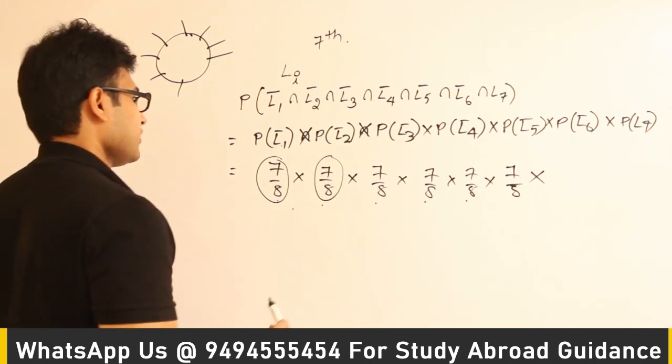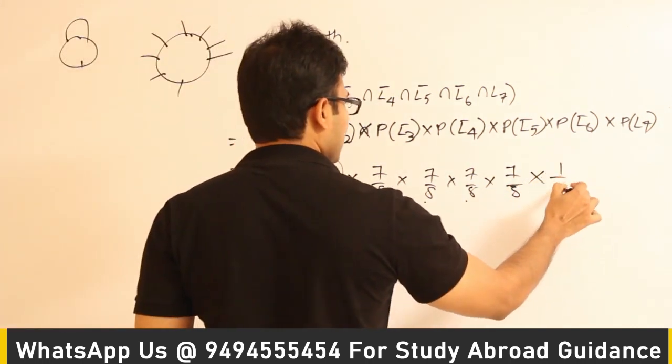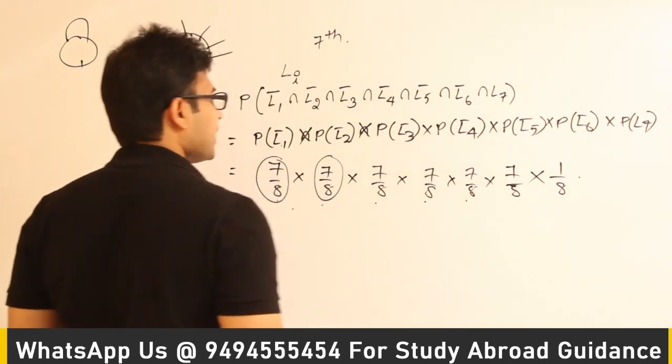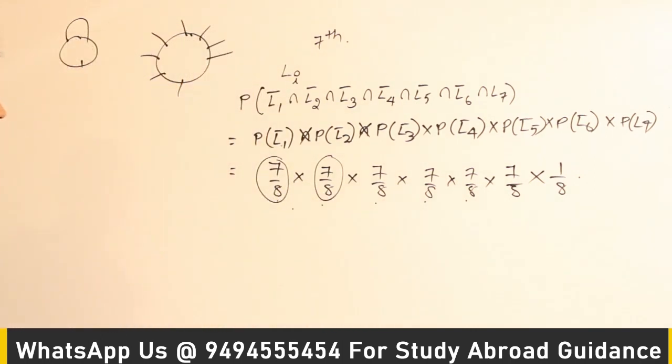So what is the probability of success? It is going to be 1 by 8. So this is the answer. So just compare this question with the question we did earlier. It is a bit different.